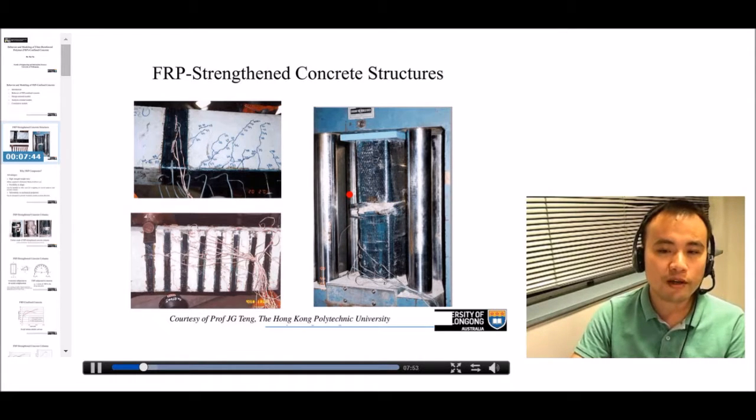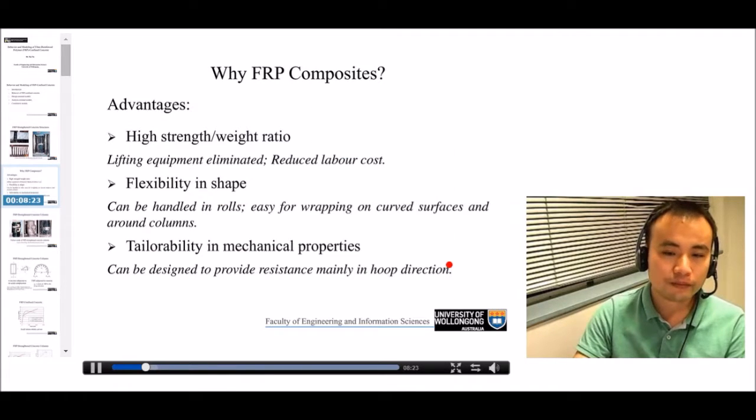We all know that FRP has become more and more popular in the past two decades as a strengthening material for concrete structures. FRP can be used on the bottom of a beam for flexural strengthening, on the side of a beam for shear strengthening. It can also be wrapped around a column to enhance both the load capacity and the ductility of the column. In the last case, the concrete is confined by an FRP jacket or an FRP wrap. And such concrete is the topic of today's talk.